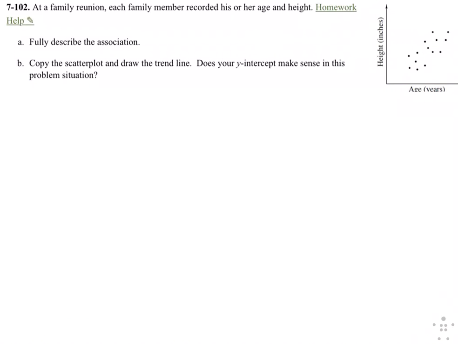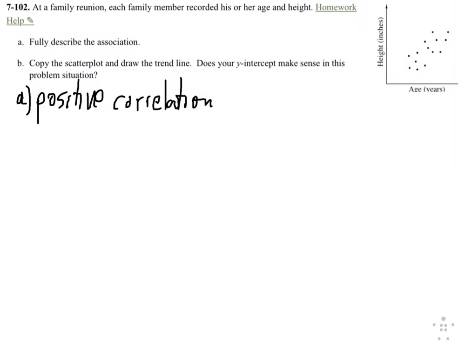Okay, for 102, they have a graph of age against years, right? Age versus years. And it says for A, fully describe the association. So even without a trend line, we can see that it's a positive correlation or association, right? And maybe we could say there's no outliers.